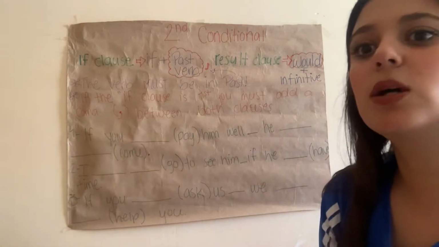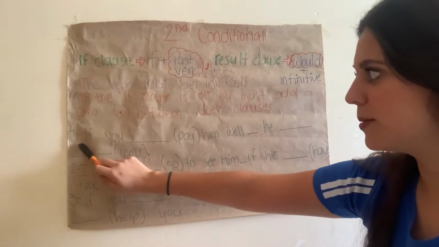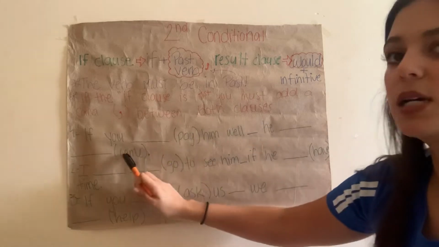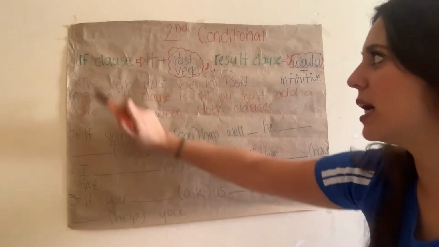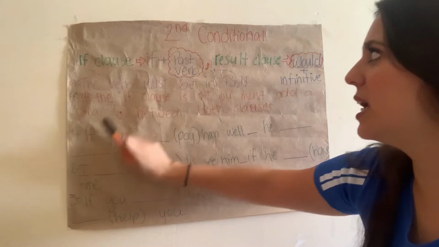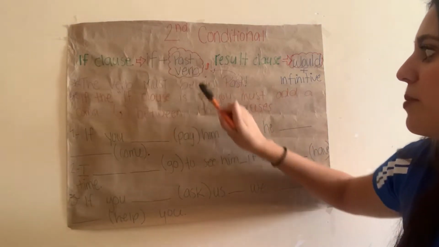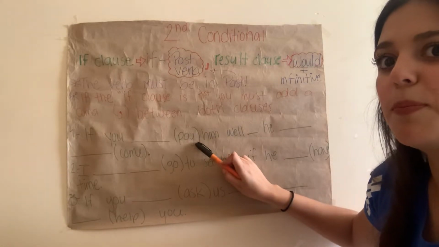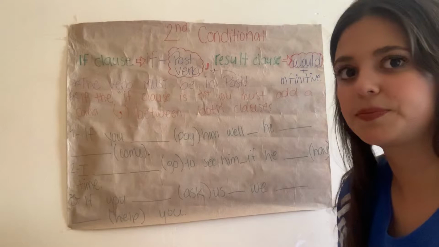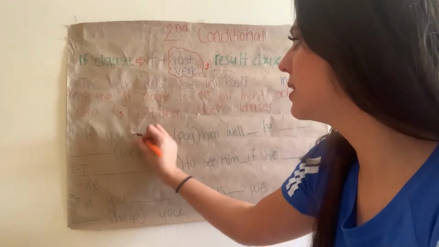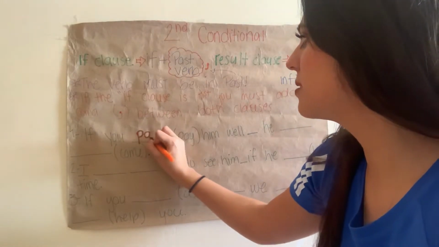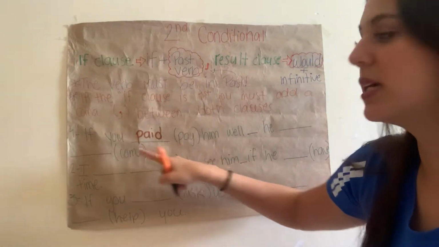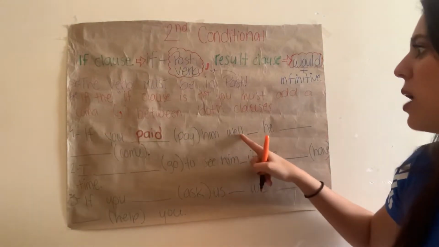Very good. So now let's go ahead and practice. Number 1. If you pay him well, he come. Let's see the formula. The if formula. If you, my verb in past. What's my verb? Pay. How do you say pay in past? Correct. Paid. Okay, so now my verb is in past. If you paid him well.